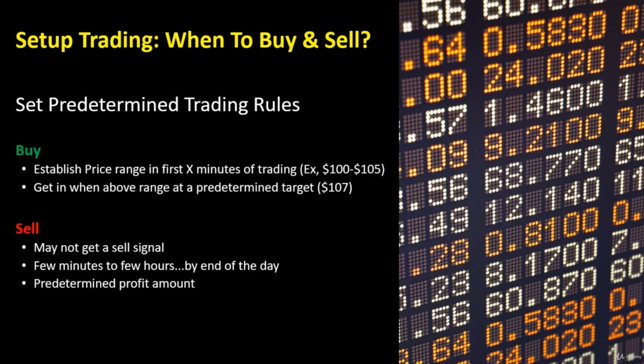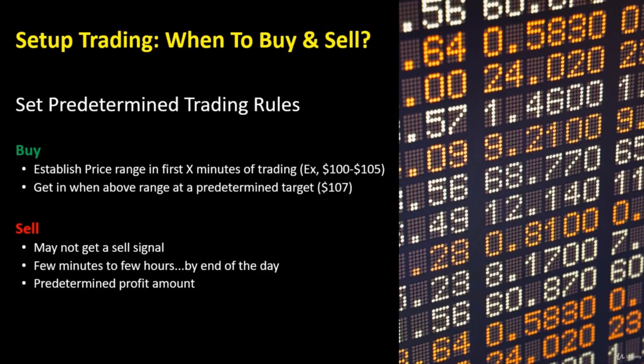Some classic ways you can look at it is you would buy, let's say, once an established price range forms in the first X minutes of trading, right? So you're looking at a price range, let's say in this case $100 to $105. There's an established price range happening, and you get in when you're above that range at a predetermined target. So let's say you don't do any trading for the first hour of the day. It was a classic way to do it. You see the security is trading between 100 and 105. You're looking at a target that once it hits 107, or there might be a certain candlestick setup that happens, then you buy.